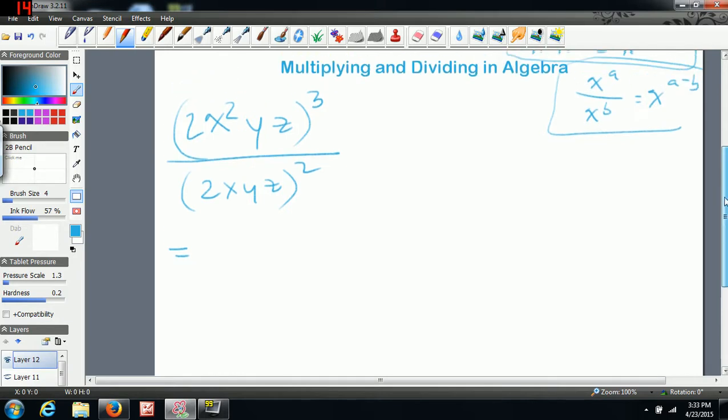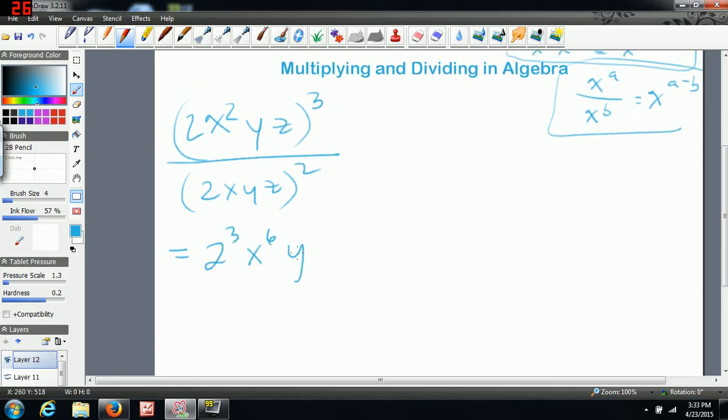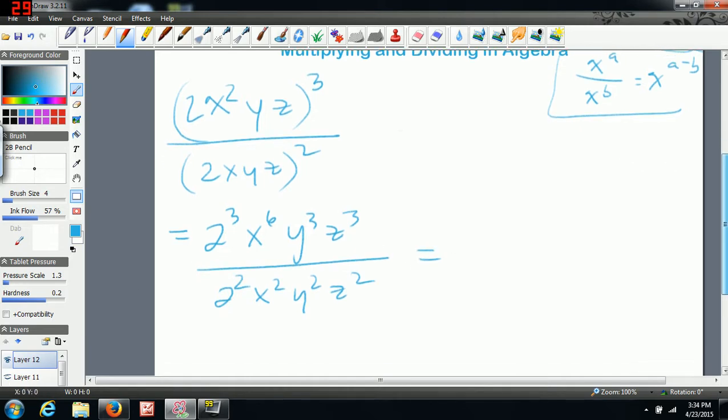So over here, you would actually get 2 to the 3, x to the 6, y to the 3, z to the 3. So the ones get multiplied by 3, okay? Over here we get 2 to the 2, x to the 2, y to the 2, and z to the 2. Now at that point we could simplify the numbers. So we get 8x^6 y^3 z^3 over 4x^2 y^2 z^2.